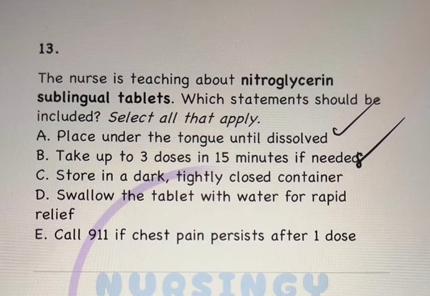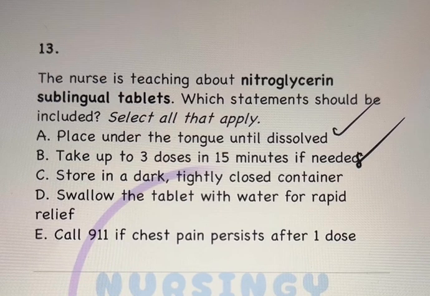What will happen if the patient still has pain after 3 doses? What do we need to do? Can we give a fourth one? Go to the ER. Yes, definitely. Notify the doctor, go to the ER. No fourth. Okay, that's a good one.